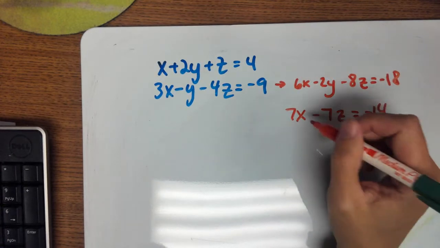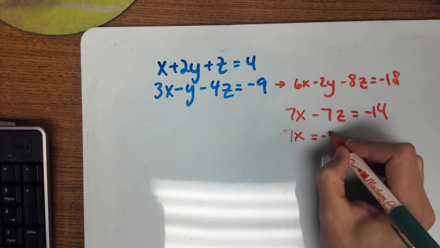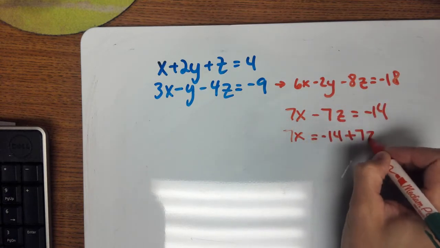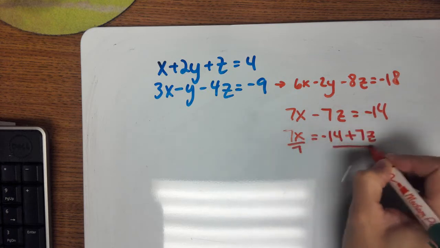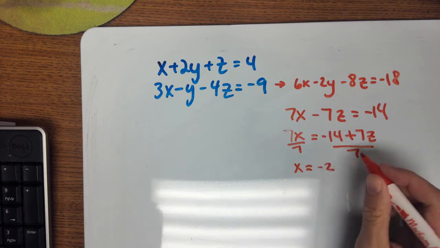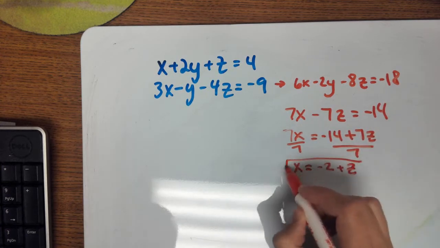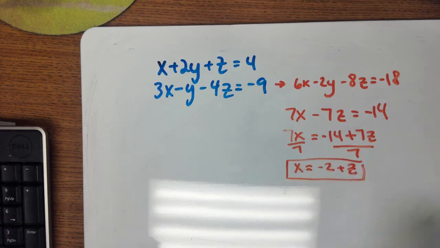So I'm going to go ahead and just isolate x since it's a positive 7. So I'm going to say 7x is negative 14 plus 7z. Divide everything by 7. And I know x is equal to negative 2 plus z. So right now, that is one of my solutions. So I'm going to plug that in.